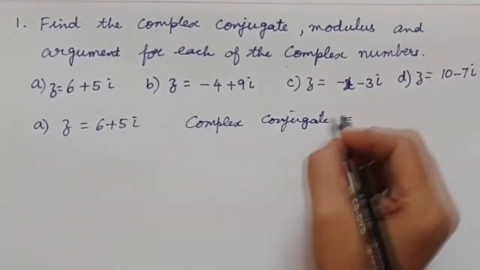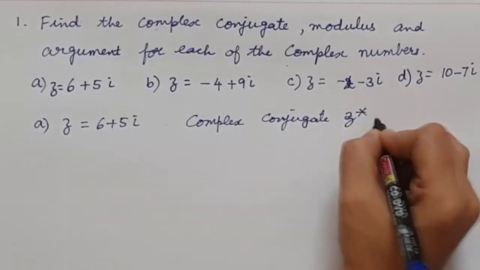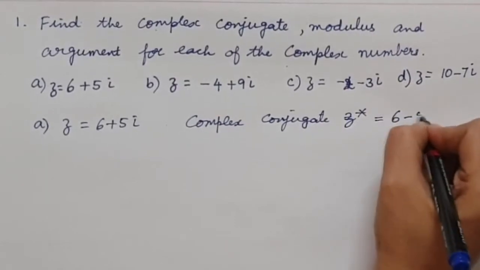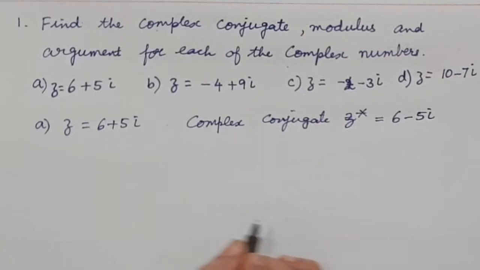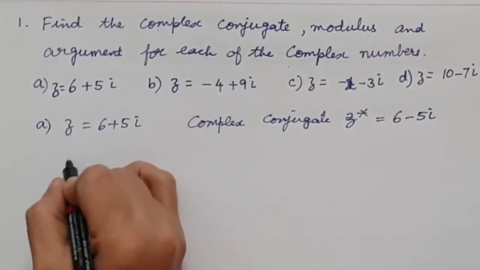Complex conjugate: keep the real part as it is, only change the imaginary part. So z star will be equal to 6 minus 5i. Now the modulus.